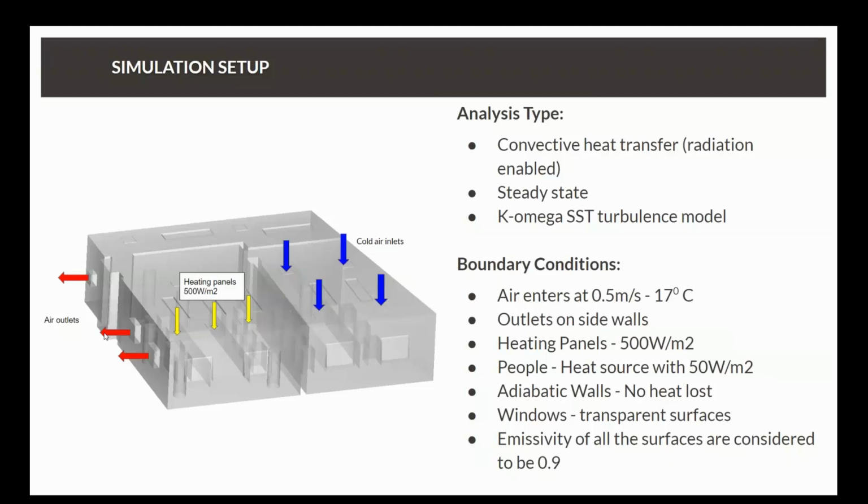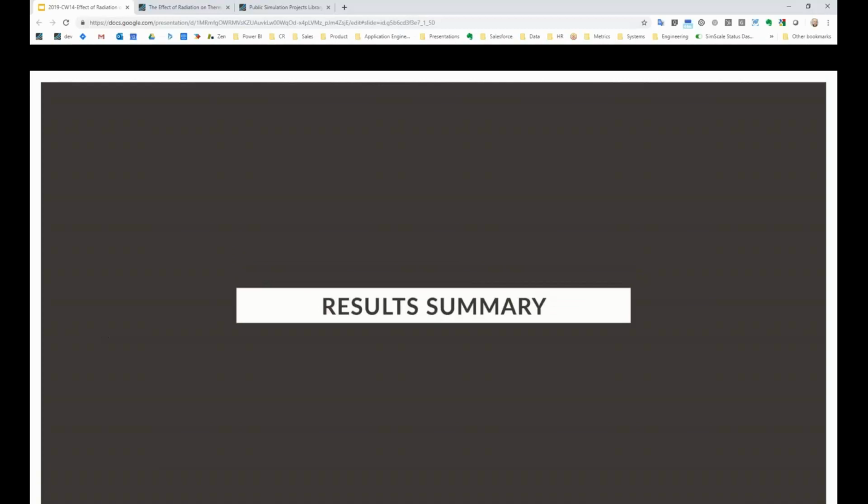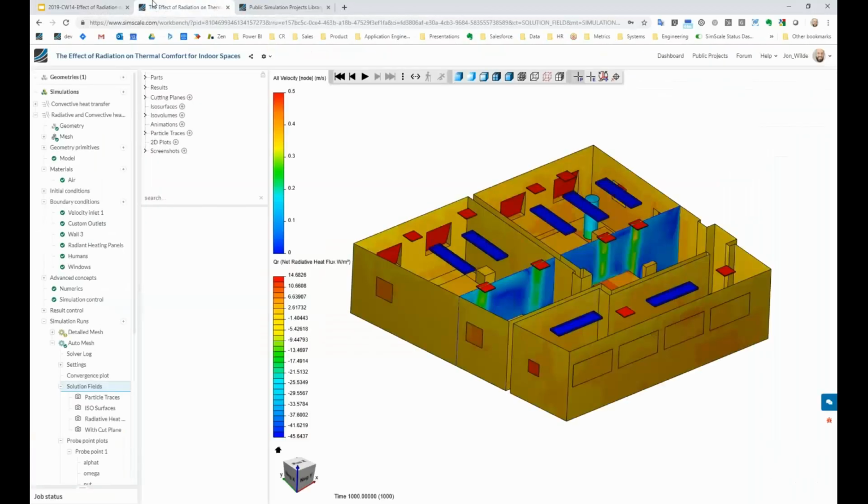With the blue arrows, you'll see that we have some cold air entering at various points on the ceiling. It exits as warmer air on the right-hand side, and we have a few heating panels, marked in yellow. When radiation is on, the heat will radiate downwards into the room. When it's off, it can only be convected into the room, so the heat will have to move pretty differently from those panels.